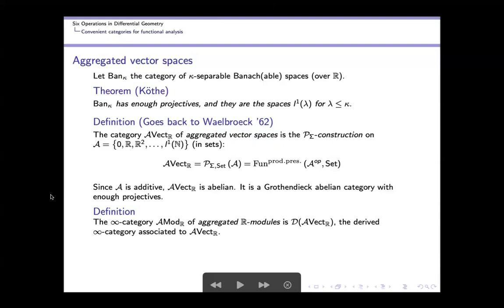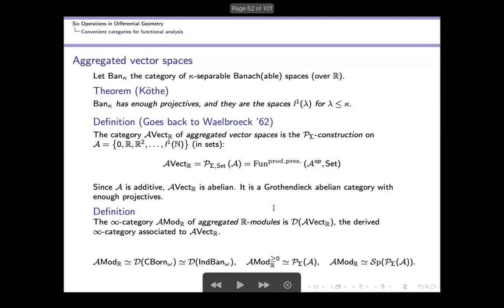There's an infinity categorical version, which is very easy to describe. You can describe it in various ways. You can take the derived category, so you can take chain complexes of objects in this category. That's one way to do it. You can take the P sigma construction on this category A, but not in sets, but in spaces, and that will give you the connective part. And then if you stabilize, if you take spectrum objects, you get the full infinity category back. So this is very good. This is the ambient categorical setting that we're going to put ourselves in.